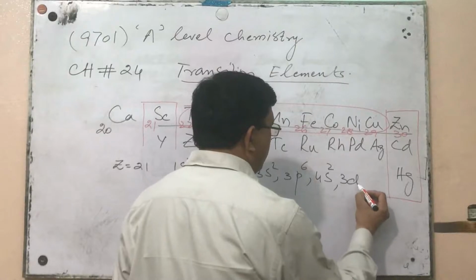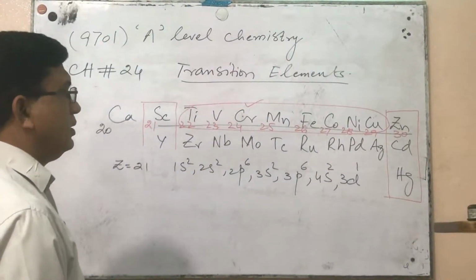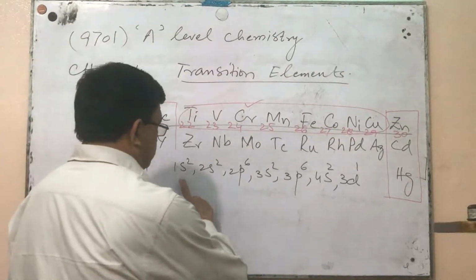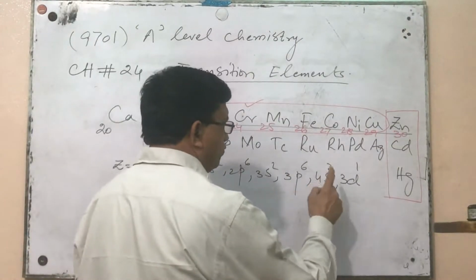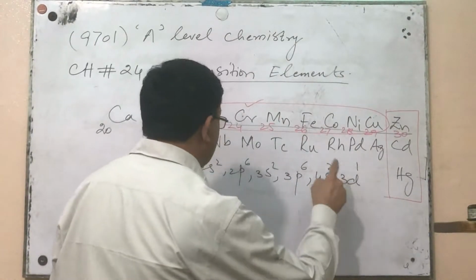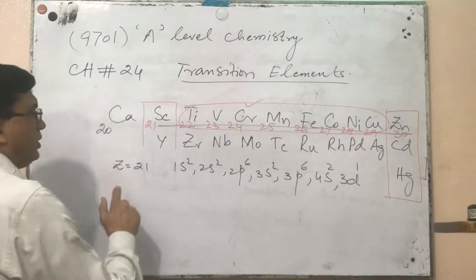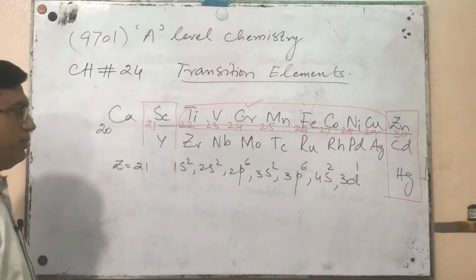Then 3d1, only one electron will come in the 3d orbital. 1s2, 2s2, 2p6, 3s2 and then 3p6, 4s2 and 3d1. This is the electronic configuration of the transition element scandium.